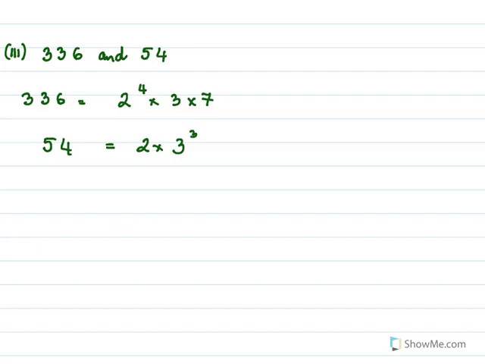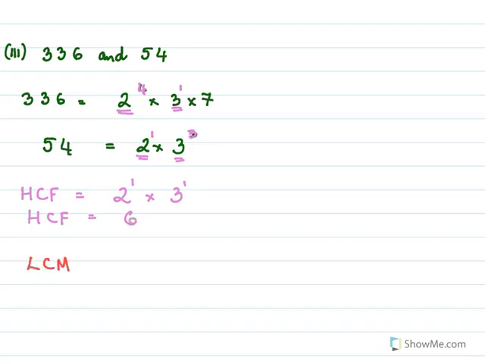Now to find the HCF, we pick up the common factors. There is 2 here and there is 2 here. There is 3 here and there is 3 here. So 2 and 3 are common. Now write the lowest power. For 2, there is 4 and 1. Lowest power is 1. For 3, 1 and 3. Lowest power is 1. So the HCF is 2 into 3 and that is 6.